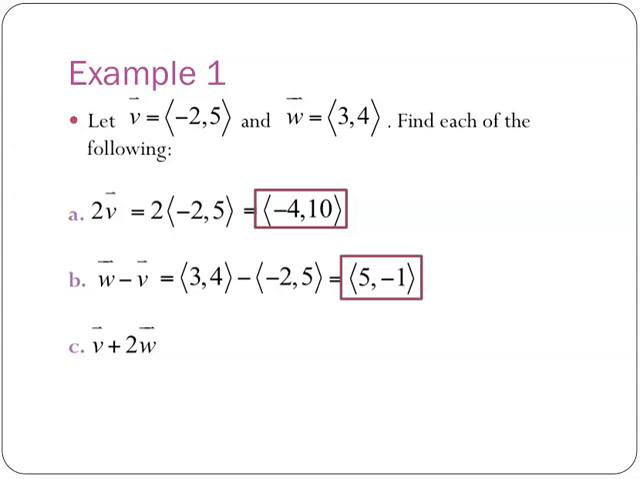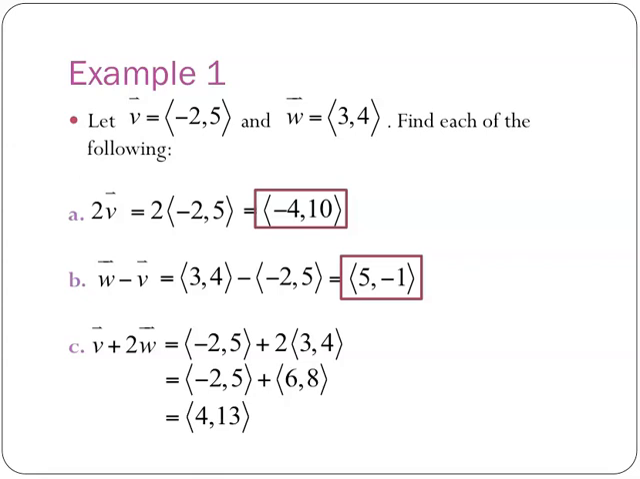All right, the last one here combines both of those rules. So we have vector v plus 2 times vector w. So writing this out, we have negative 2, 5 plus 2 times 3, 4. So I would first multiply vector w by the scalar 2. So we end up with 6, 8. And then we'll go ahead and add those components together. So negative 2 plus 6, which is 4, and 5 plus 8, which is 13. So 4, 13 is the components of the resultant vector.